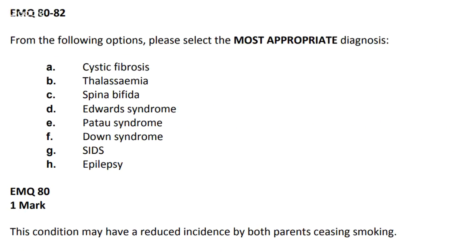Okay, next one. This condition may have a reduced incidence by both parents ceasing smoking. Anybody know? SIDS. That's absolutely correct. The risk ratio is 2 or above for parents who are smoking. And this is not just smoking in front of the child, but smoking during pregnancy. Even after pregnancy, sleeping in the same bed with your baby for a mother who smokes, you don't even have to be actively smoking. Sleeping in the same bed with a smoking mother increases the risk as well. So you can understand how much impact it actually has.